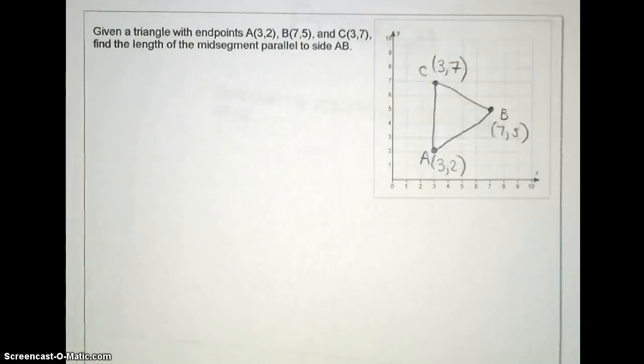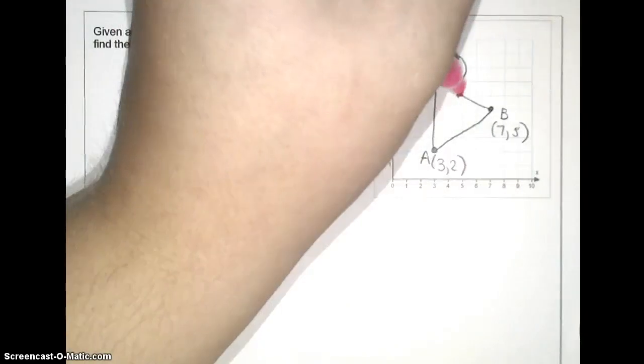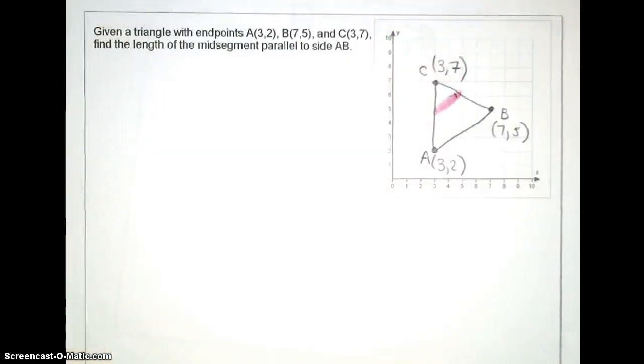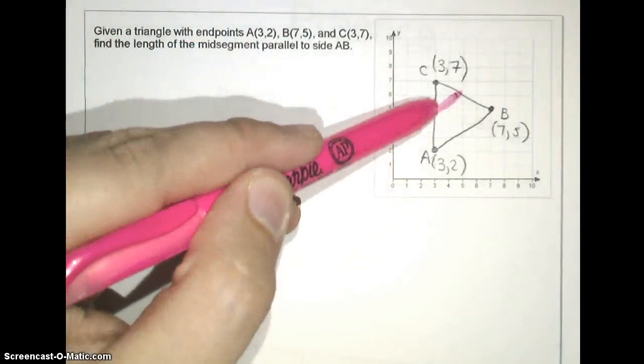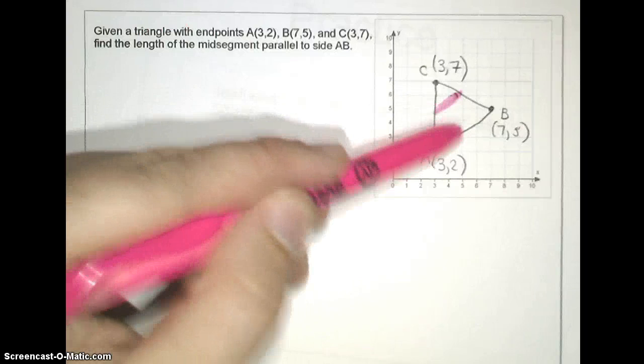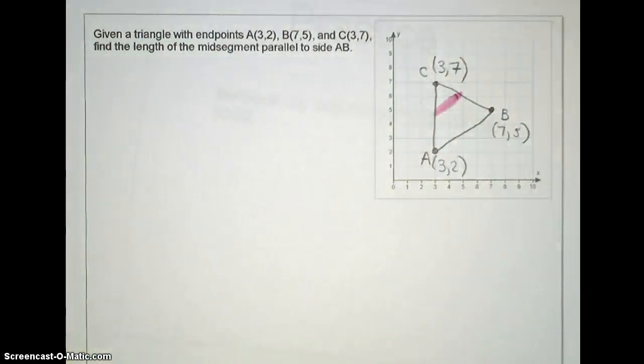In this next problem, I've already graphed my 3 points, as you can see at the right here, but read the problem here. Given the triangle with the endpoints of 3, 2, 7, 5, and 3, 7, find the length of the midsegment parallel to side AB. So the midsegment is going to be approximately somewhere around here. I'll use the pink highlighter to kind of approximate where I think that may be. So this pink line is the midsegment, and I know these two are parallel. I want to find the length of the midsegment.